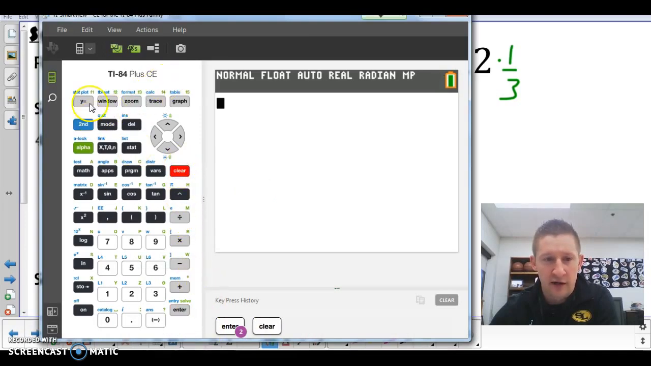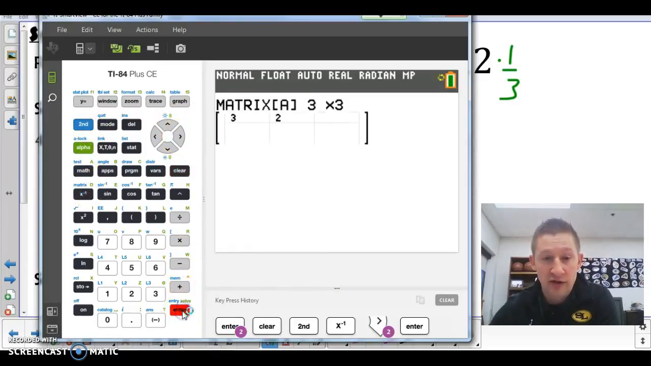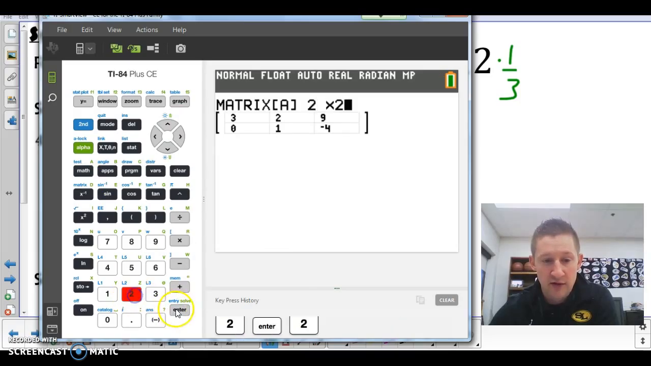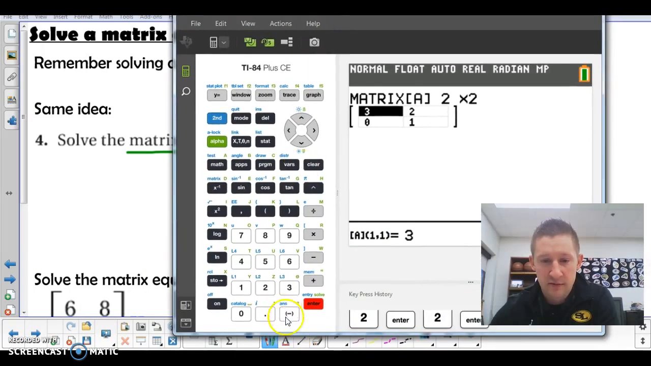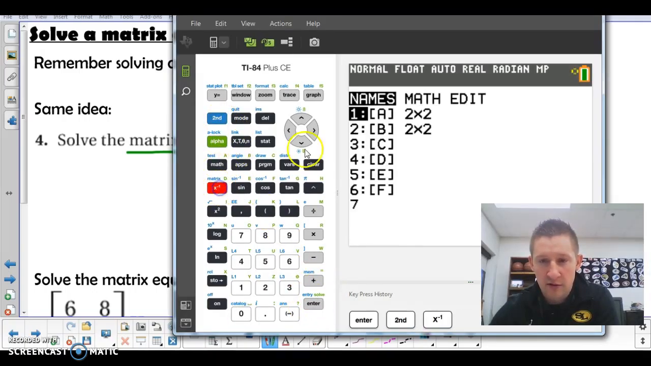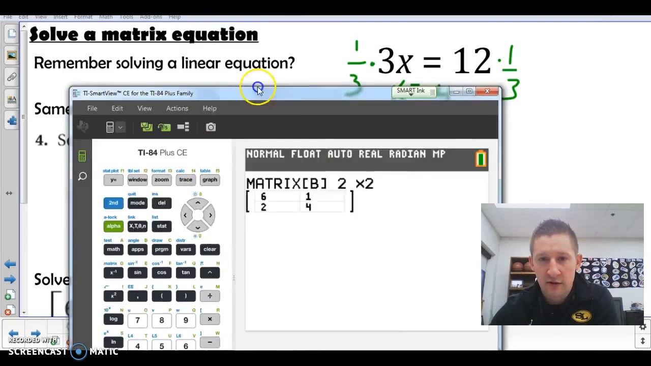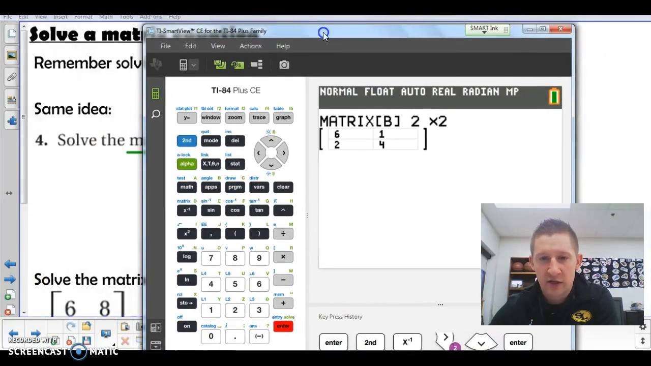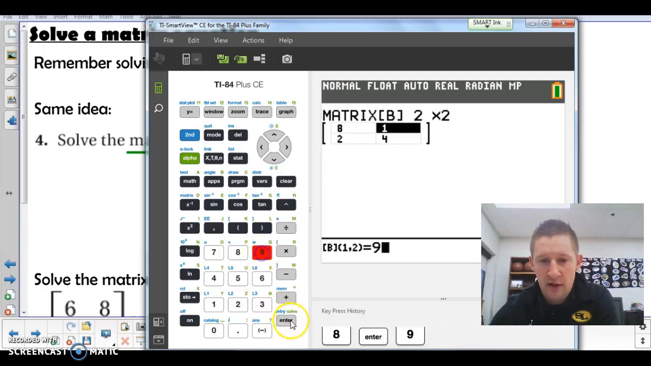So, clear what's going on here. I go to my matrix menu, edit some matrices, and I'll actually use A and B because that's what I talked about. So, 2 by 2, matrix A is going to be negative 4, 1, 0, 6. And now I'll go edit matrix B and make it whatever this other thing was, 8, 9, 24, and 6.